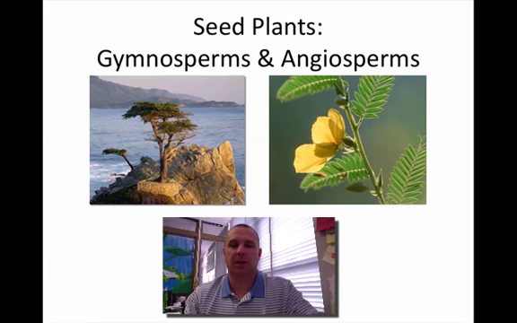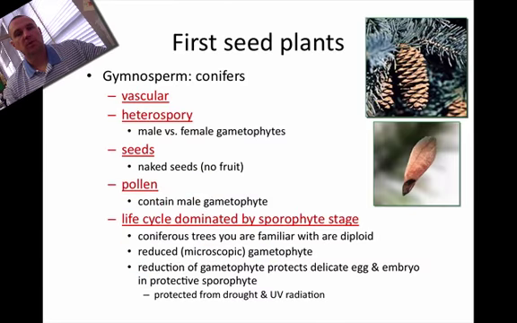We're going to talk about the seed plants, specifically Angiosperms and Gymnosperms. Now, when we look at the first seed plants, they were Gymnosperms, which are conifers. And anytime you see conifer, it means it has cones as its reproductive organ. They are vascular, which means they have xylem and phloem. They're heterospory, which means they have male and female gametes or gametophytes. Their seeds were naked, that means they have no fruits.